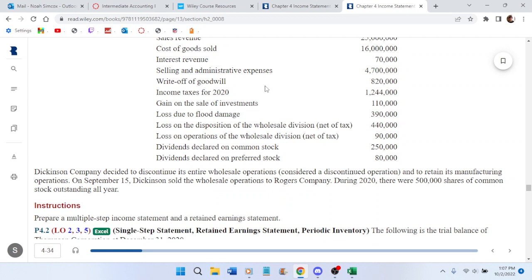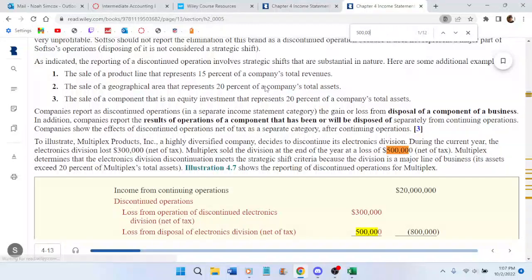Oh, I know why. It's because you had to figure out what the sales revenue was. They didn't give you that. You had to actually calculate it. Now, what did I do wrong? There was something to do with 500,000. So it's gotta be here, right?